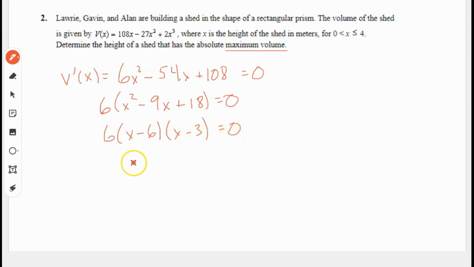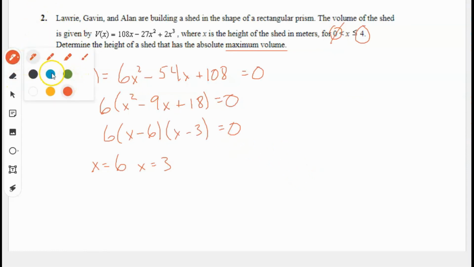So we get a couple of values here. x could be 6, x could be 3, but also look at your domain. x could be 0 because our maximum could be on the endpoints, or x is 4. Now, x equals 0, we know that's not going to work. We plug in 0 for x, we're going to get a volume of 0. So we can immediately cancel that one out. But the other values we're going to have to test.